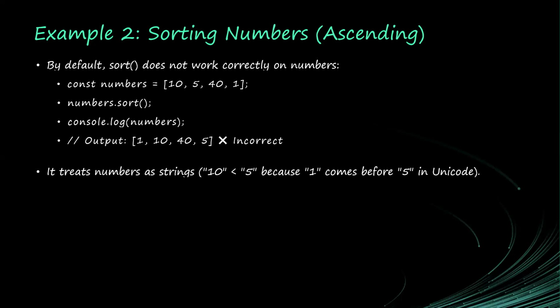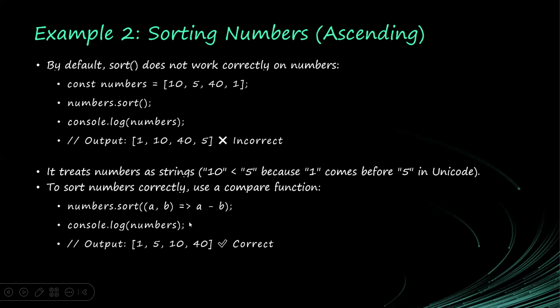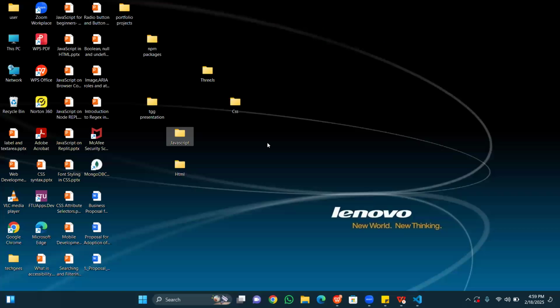It would compare them using their Unicode. All right, we discussed Unicode the other time. So it will compare them using their Unicode values. But if you want to sort numbers correctly, you will provide a compare function. Look at this compare function now. We have sorted this in ascending order. So let's go to code. Let me show you how you write this compare function.